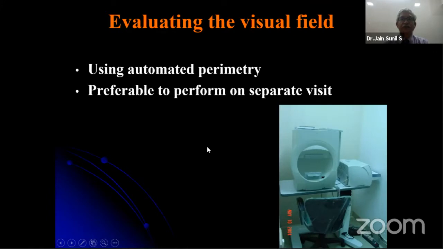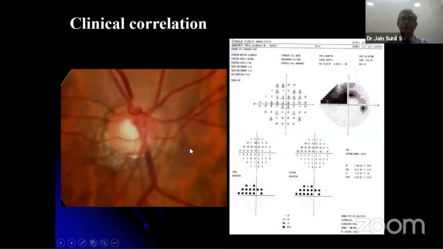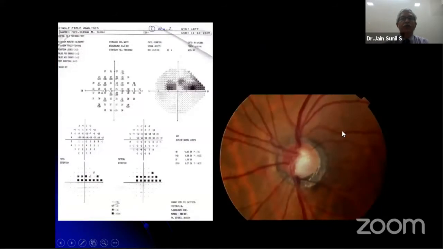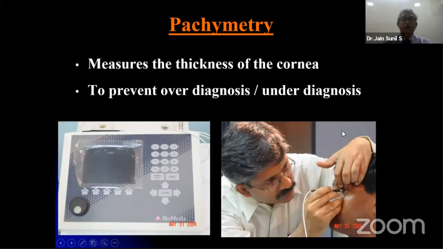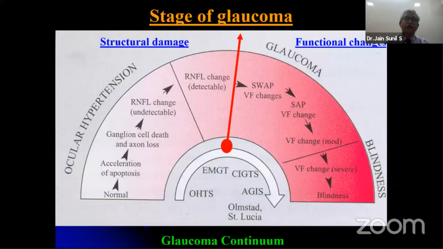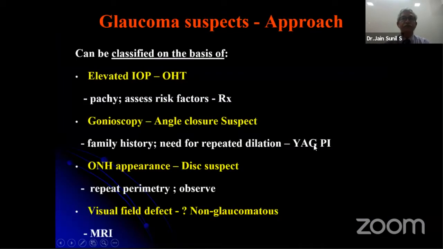So visual perimetry is essential, and this helps in clinical correlation, as you can see an inferior notch with a superior arcuate scotoma. Ultimately, pachymetry has to be done, which measures the thickness of the cornea and which might prevent an overdiagnosis or underdiagnosis. And after you have done the examination, you put the patient into this continuum. Depending on the damage, you can decide which stage of glaucoma he is in.